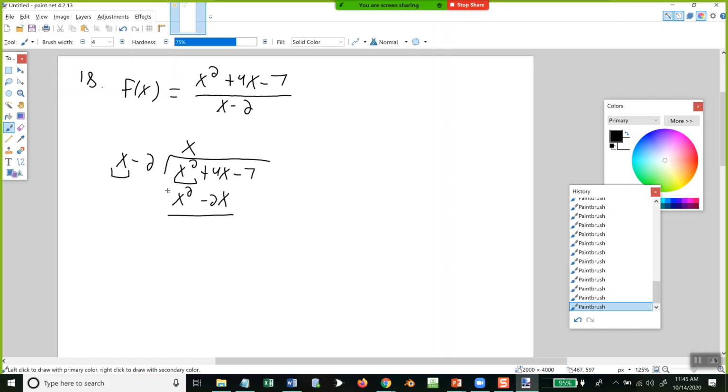I'm going to subtract that line, which means flip signs. So this becomes a negative, this becomes a positive. x squared minus x squared drops away. 4x plus 2x is 6x. And then I'll bring down the -7.